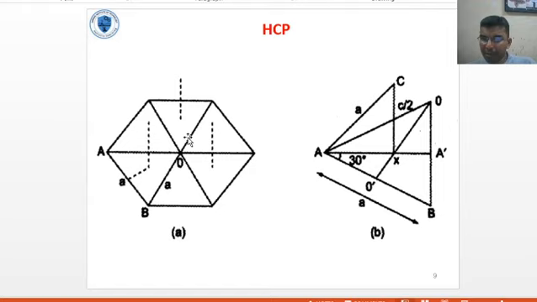Now this is the surface of the HCP, upper surface or lower surface. A is the edge, O is the midpoint. So AC and AB are all equivalent to a, and you are considering the line AA dash and OO dash. They make the orthocenter at X. The height CX is equivalent to c by 2.